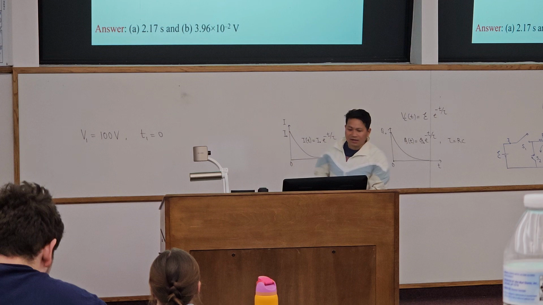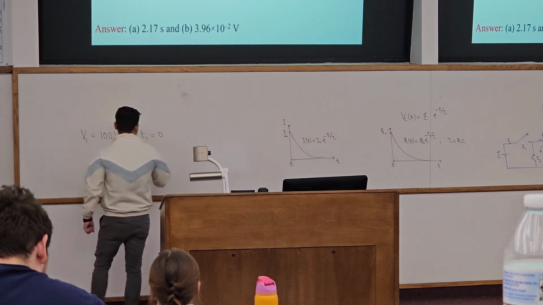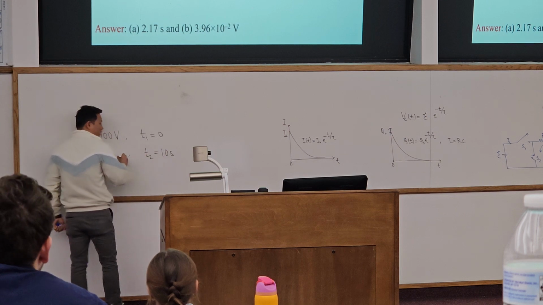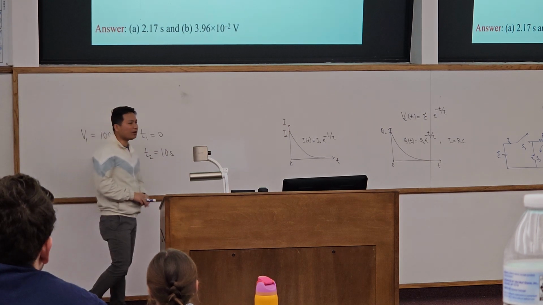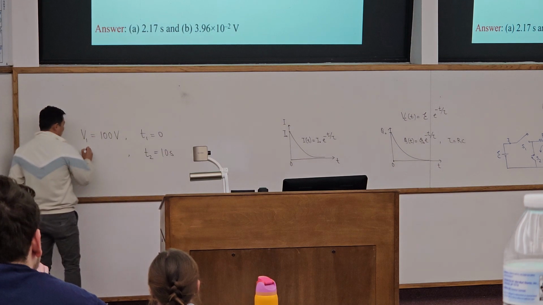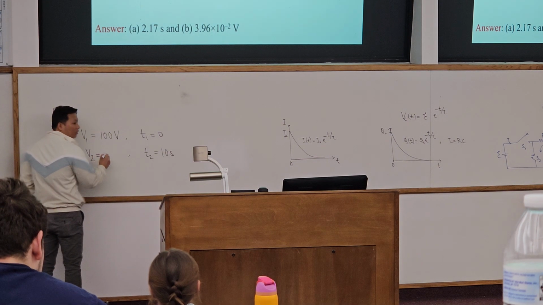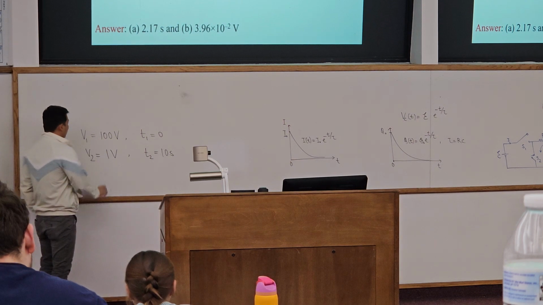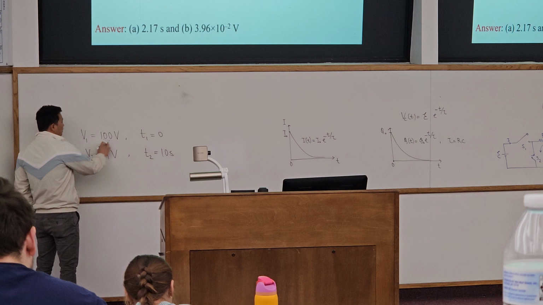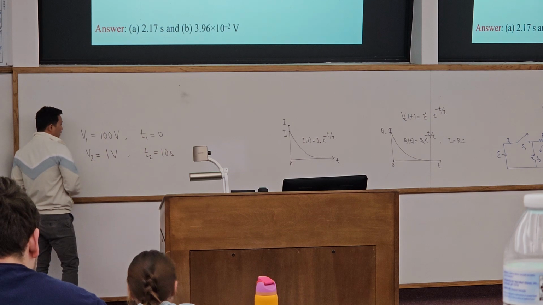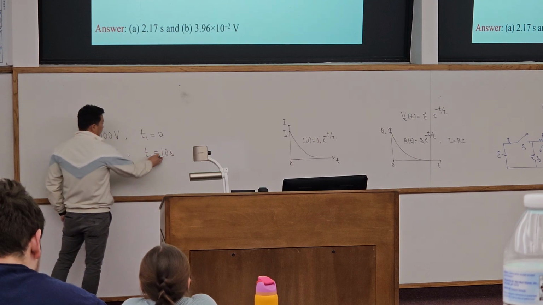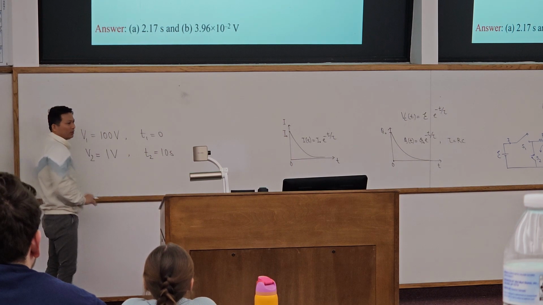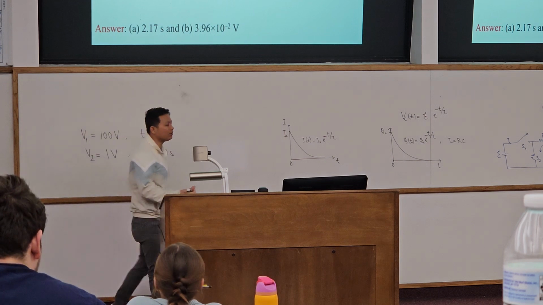At time 10 seconds, let's say you have a time T2 equal to 10 seconds. You wait for 10 seconds. The potential across the capacitor, V2, becomes 1 volt. Okay? So in the beginning your capacitor is fully charged, you have 100 volt, and if you discharge for 10 seconds, the potential drops to 1 volt. So discharging, right? You are draining your potential.